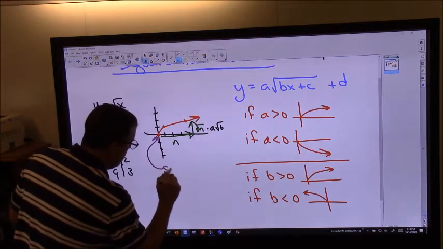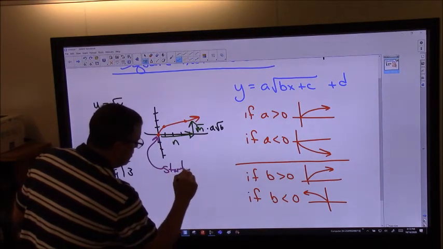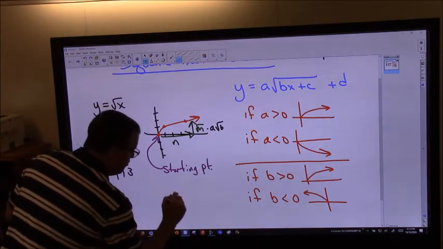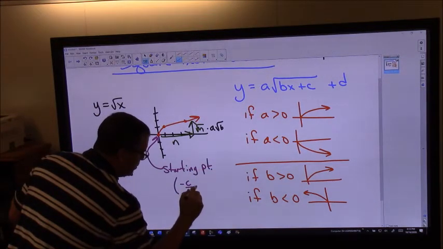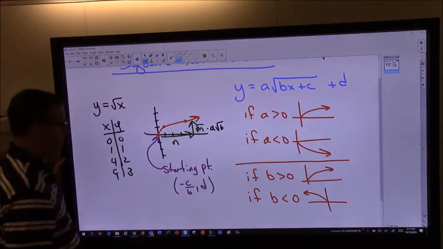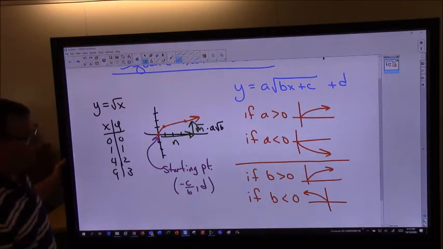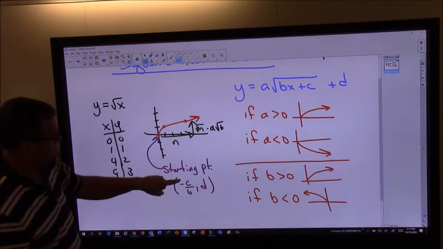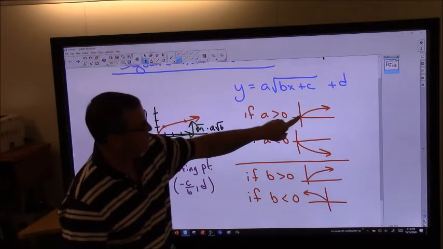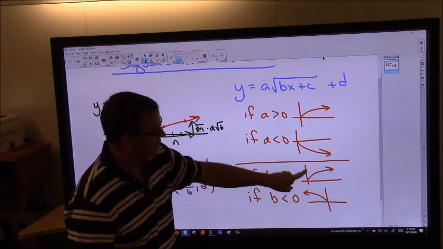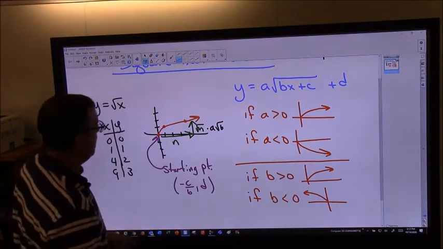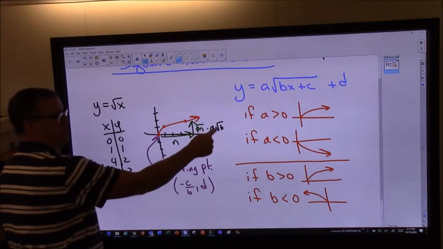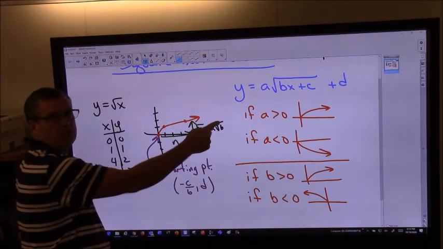We're going to call that a starting point. And that's going to be at negative c over b comma d. So if I can find the starting point, and I know whether this thing goes up or down, or left or right, the only other thing I have to do is just ask myself, is it a normal square root function, or do I need to do a little bit more or a little bit less than what's normal?